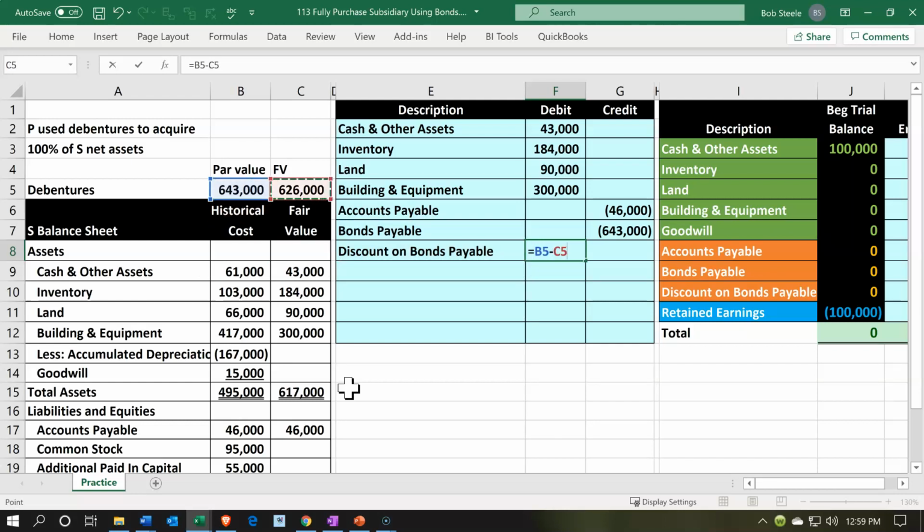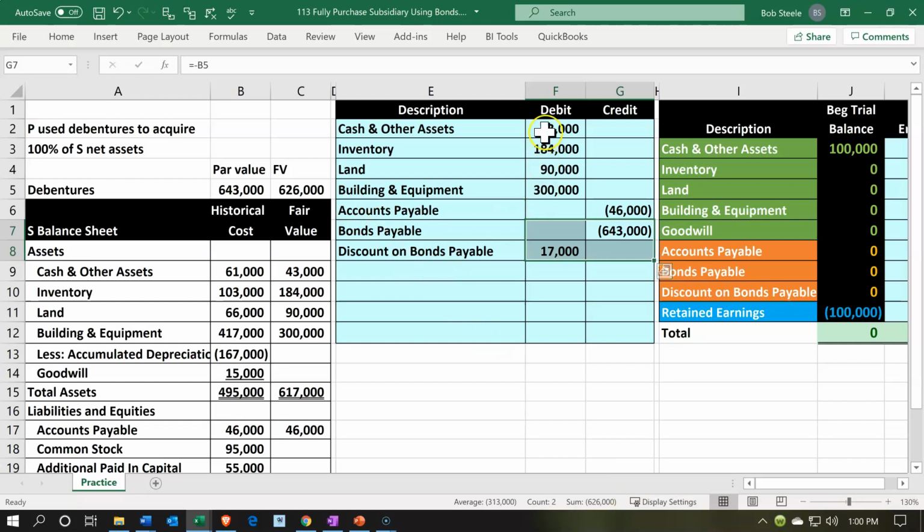So it's a debit. Okay, so there's the 17. So in other words, it went on the books for a credit of 643. This minus the 17 is the 626, which is, of course, the fair value. Now, the difference between this whole thing, once again, is going to be the goodwill.